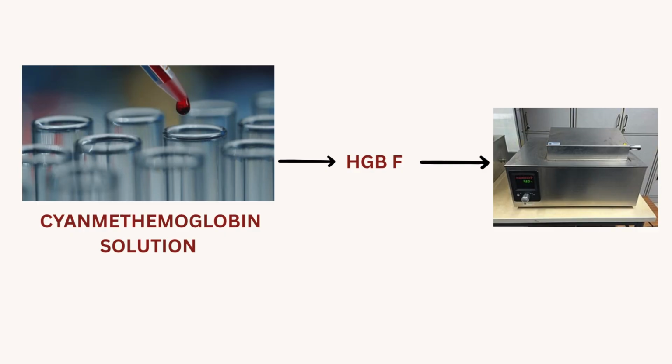After mixing, transfer 2.8 ml of each of the preceding cyan methemoglobin solutions into each of two labeled tubes. So each test is performed in duplicate. So label tubes hemoglobin F and place the test tubes in a 20 degrees Celsius water bath for 5 to 10 minutes to reach the proper temperature.